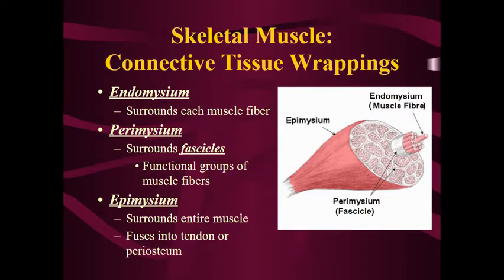And that bundle of muscle fibers wrapped in perimysium is called a fascicle. Fascicles are the functional group of muscle fibers. The direction of fascicles in a muscle will determine how it contracts. And then finally, the entire muscle, all of those individual fascicles are wrapped with epimysium. So that wraps the entire muscle, and that fuses into a tendon, which the tendon then will attach to a bone, or it can fuse directly into the periosteum of a bone.